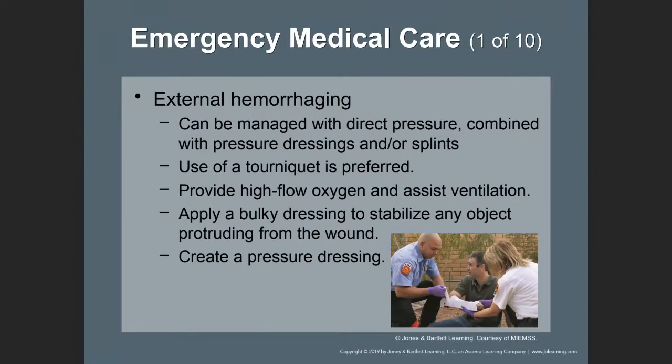External hemorrhaging. So, emergency medical care. External hemorrhaging can be managed with direct pressure combined with pressure dressings and/or splints. Use of a tourniquet is preferred if necessary. It's not every external wound that you're going to put a tourniquet on, but there are injuries where it might be necessary. Provide high flow oxygen and assist ventilation as needed. Apply a bulky dressing to stabilize any object protruding from the wound and create a pressure dressing.